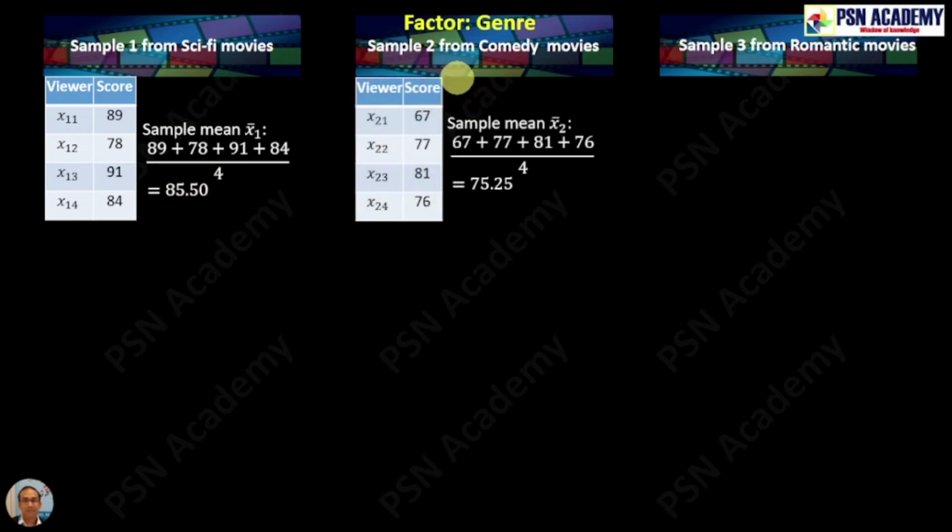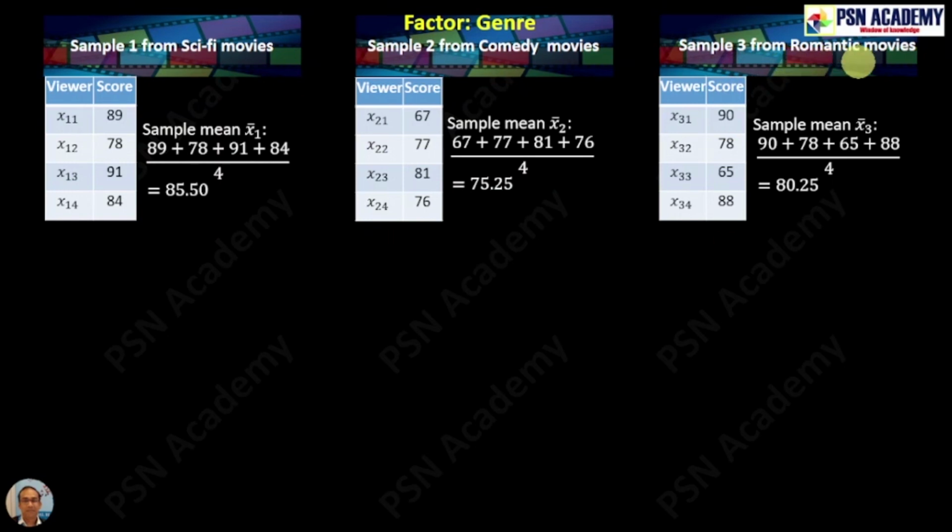Next, we go to another cinema hall where a comedy movie is going on. We talked to 4 viewers there also, and they gave the scores 67, 77, 81 and 76. And we go for the sample mean, that is x2 bar. The 2 indicates sample 2 and the mean score comes out as 75.25. Similarly, from sample 3, for the romantic movies, we talked to 4 viewers again, and the sample mean is 80.25. We have taken the sample size as 4 in each case for simplicity. You can have different sample sizes, no problem.